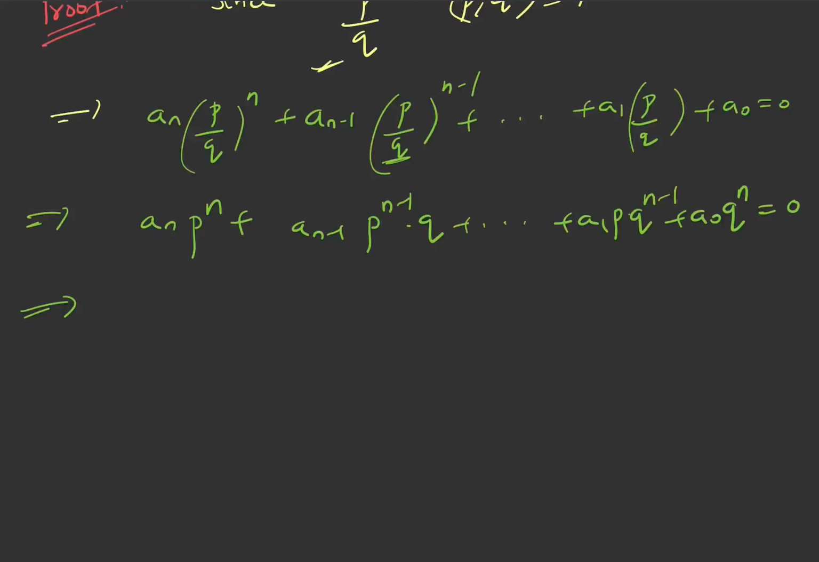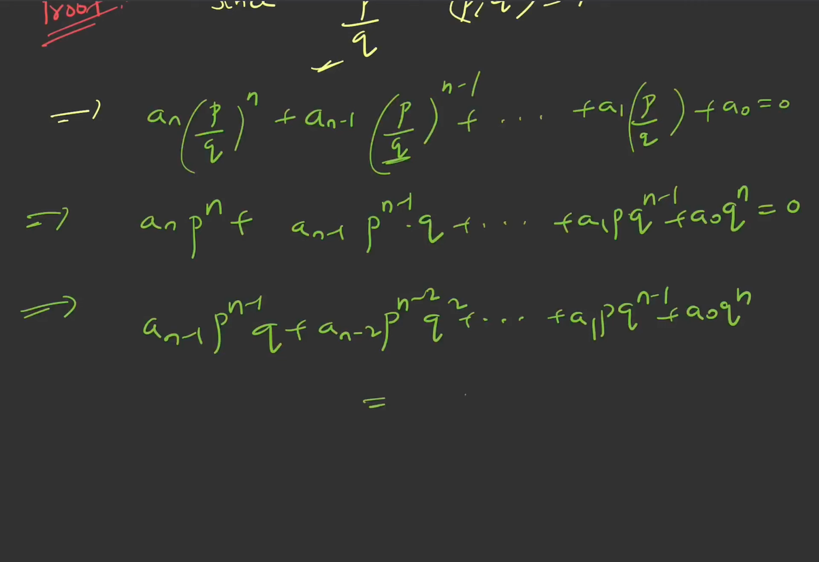Fine. So what I am doing is I am just bringing all the terms to the other side except this an. So an P power n is equal to, or let us take an to the other side. So an minus 1 P power n minus 1 into Q plus an minus 2 P power n minus 2 Q square plus so on a1 into P into Q power n minus 1 plus a naught into Q power n is equal to minus an into P power n.